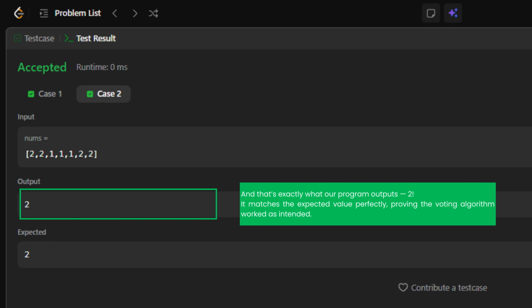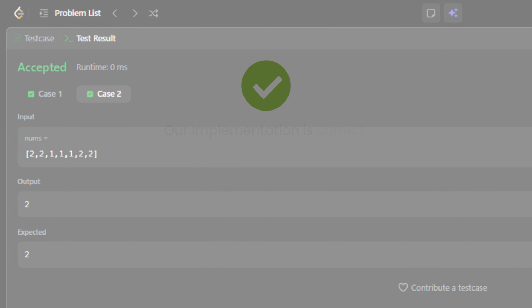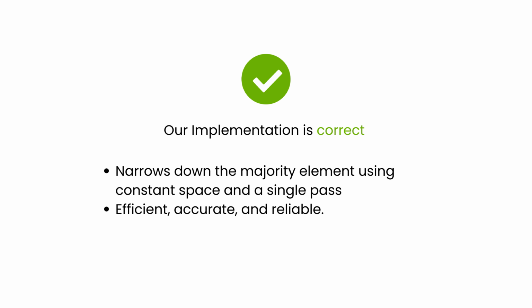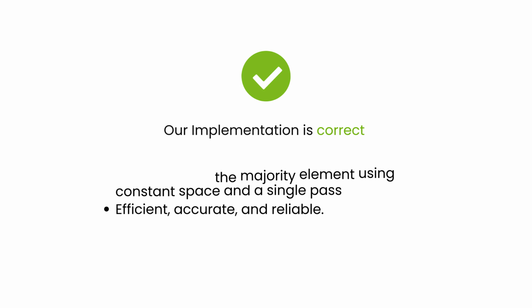And that's exactly what our program outputs, too. It matches the expected value perfectly, proving the voting algorithm worked as intended. Wrap up. So, our implementation is correct. The algorithm successfully narrows down the majority element using constant space and a single pass, efficient, accurate, and reliable.